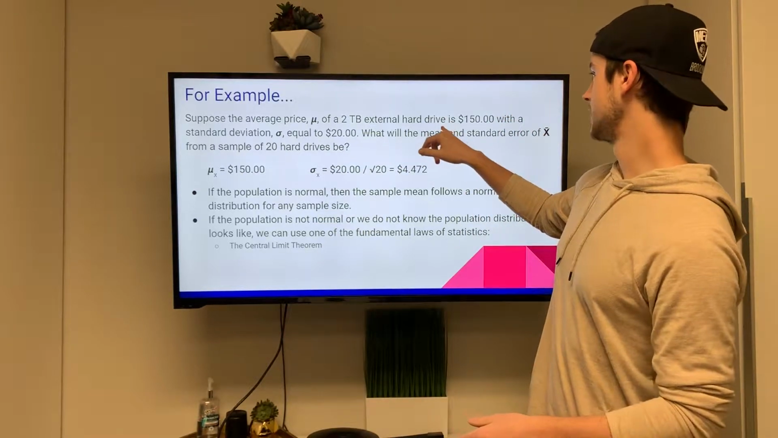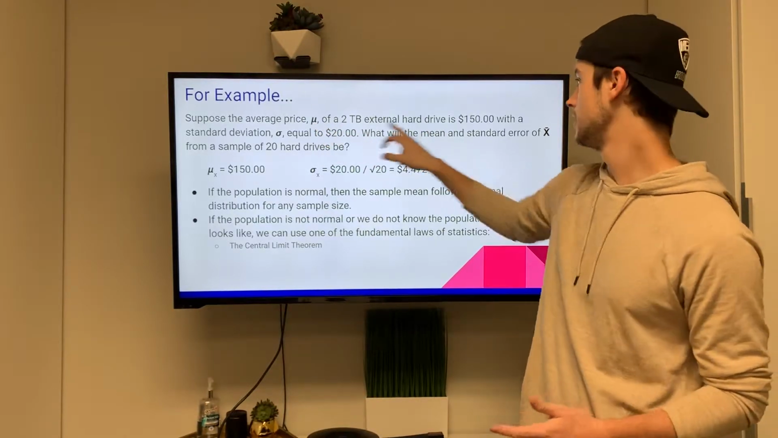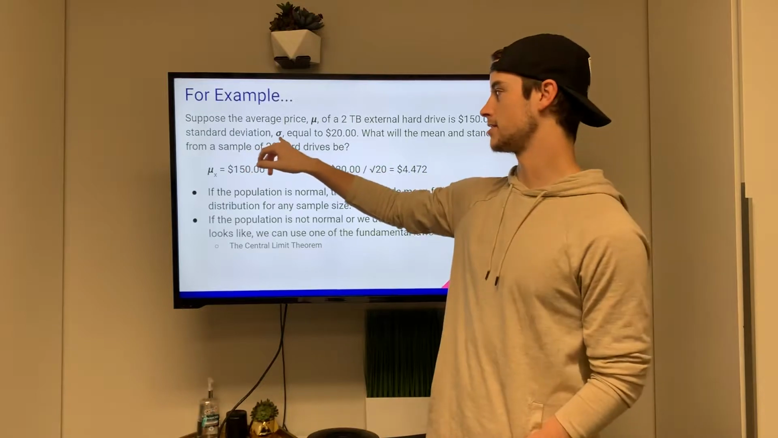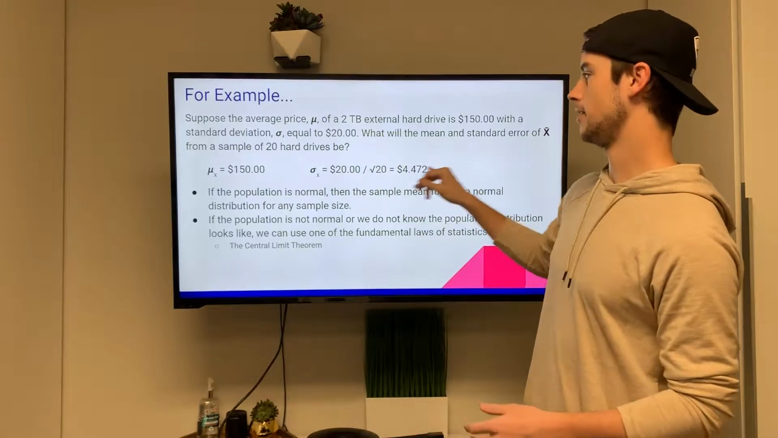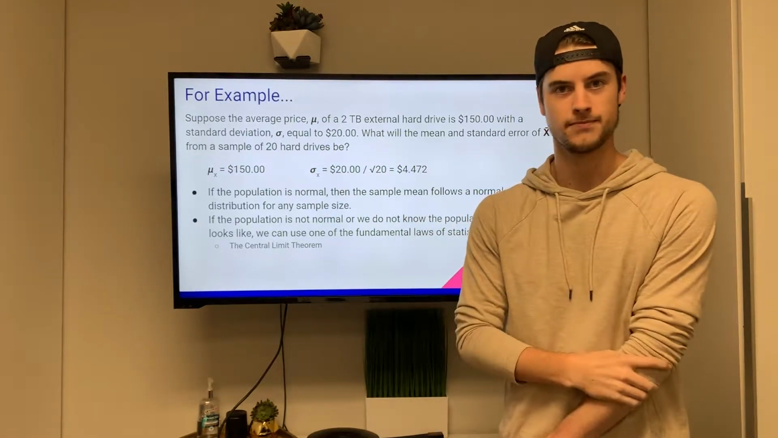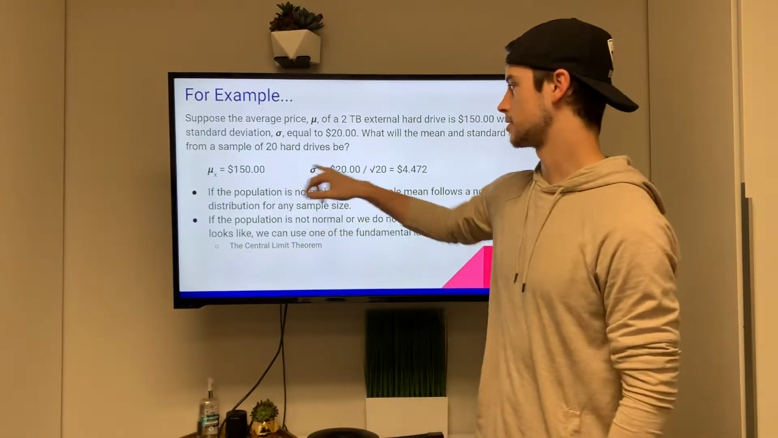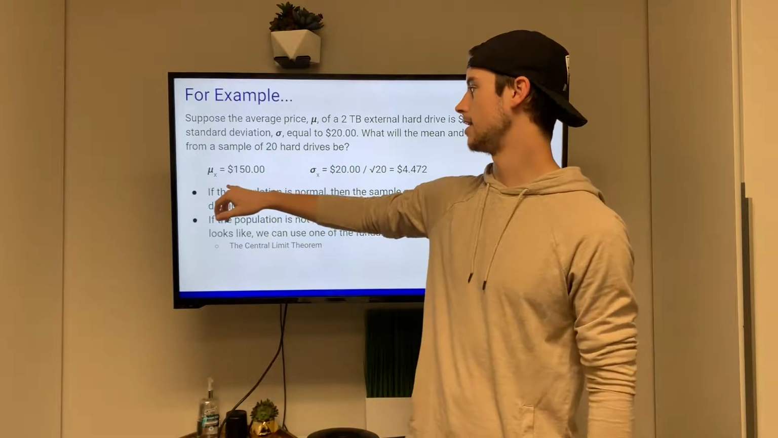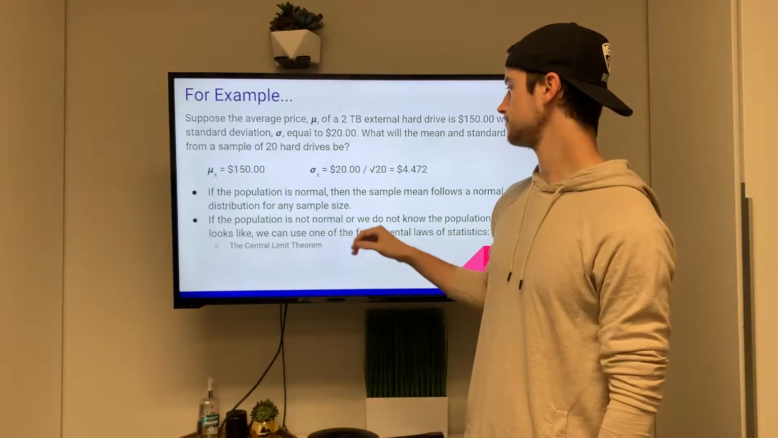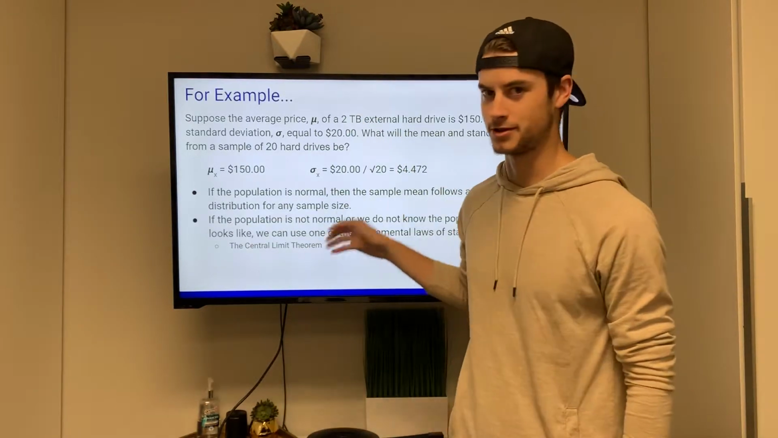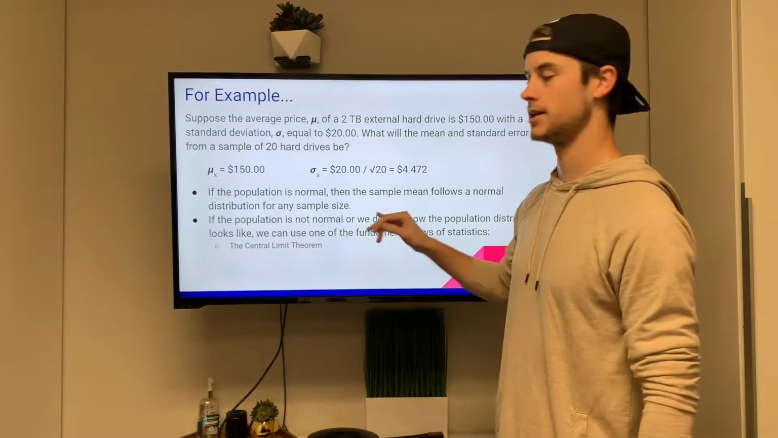But anyway, we have our average price of a 2 terabyte external hard drive, our population mean, right, of $150, and it has a population standard deviation equal to $20, okay? What will the mean and standard error of X bar from a sample of 20 hard drives be, okay? So in this case, again, this is our expected value of the mean, right? We just take it and we'd say it's $150 of our sample, okay? Because we're assuming a normal distribution here, we can take it as the mean, the expected value.